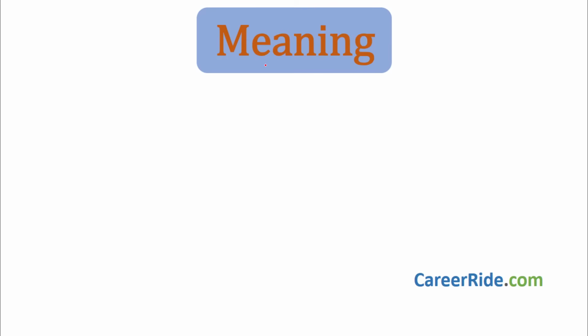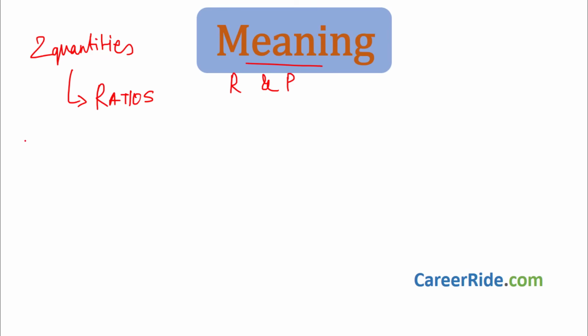Let us first understand what exactly is the meaning of ratio and proportion. Whenever there are two or more quantities, and whenever we are comparing them, then their comparison is expressed in the form of ratios. So let us assume there are two people P and Q, and P is 5 times faster than Q. So what does that mean? If Q is running at the speed of 10 kilometers per hour, then P would run at the speed of 5 times more, that is 50 kilometers per hour.